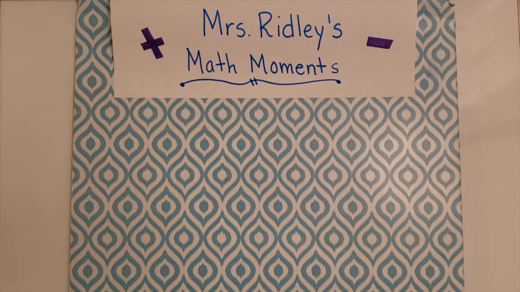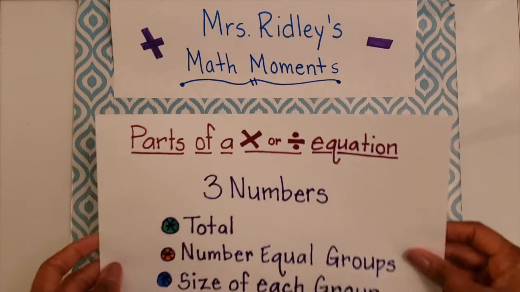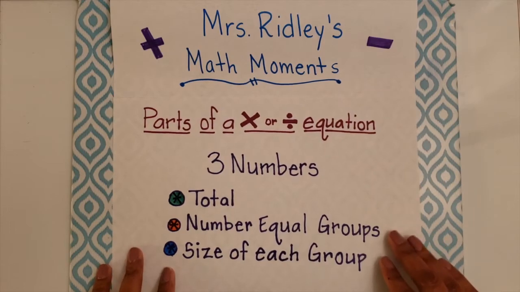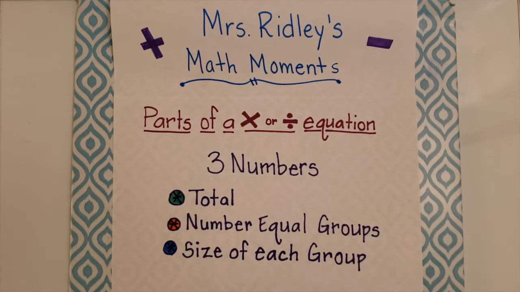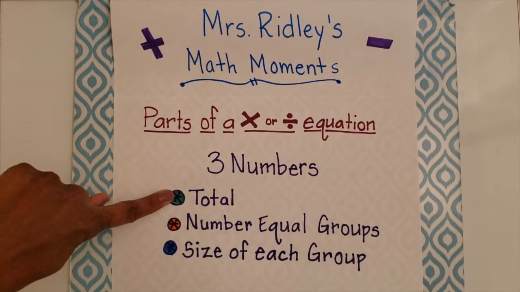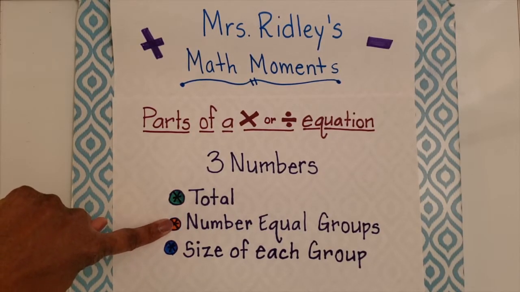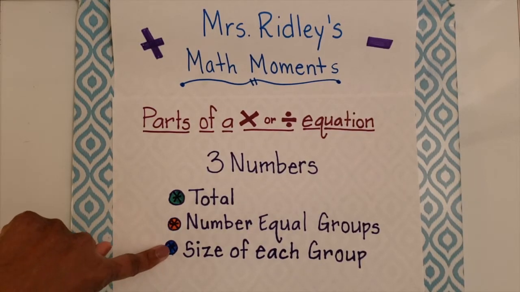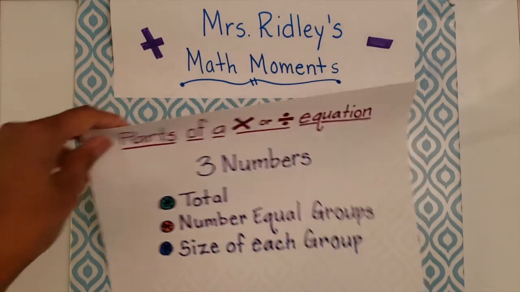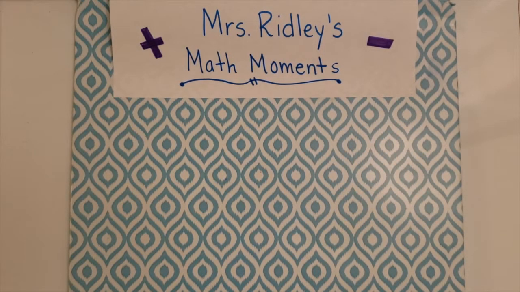So, multiplication and division equations have three numbers in them. Okay, and those three numbers represent three different things. One number represents the total, one number represents the number of equal groups, and one number represents the size of each group. Okay, so let's break that down into multiplication.